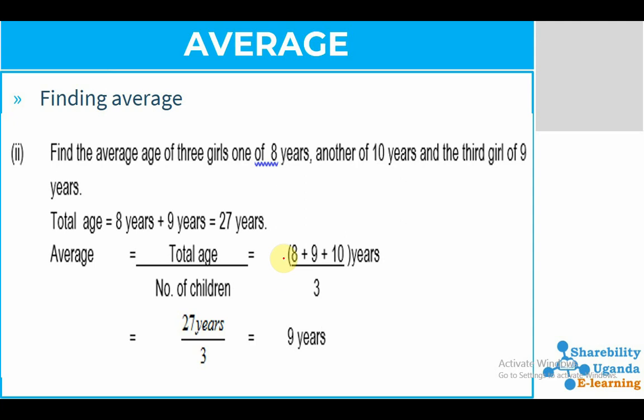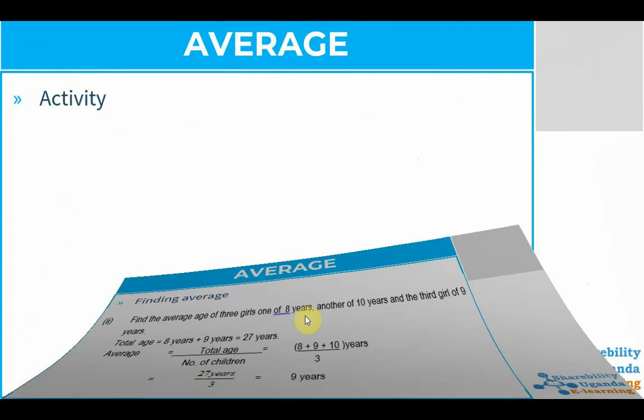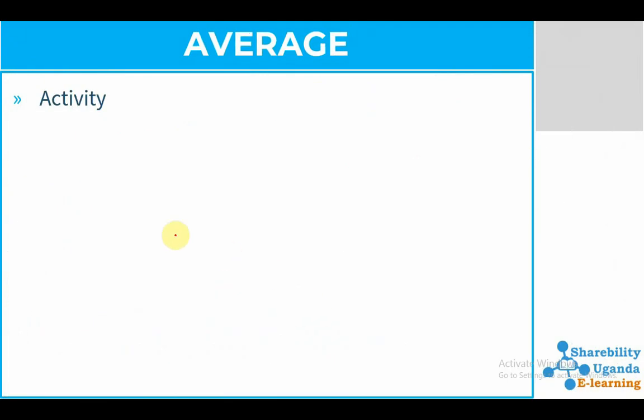So here they were able to say 8 plus 10 plus 9, divided by 3. We are taking 3 because they are 3 items. Here 1, 2, 3. So we shall be able to say 27 divided by 3 is equal to 9. So that is simply how they deal with average.